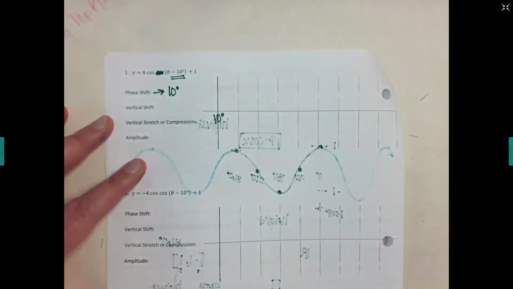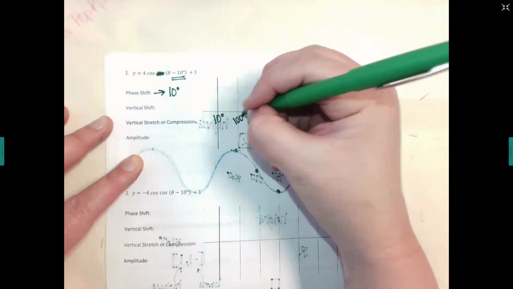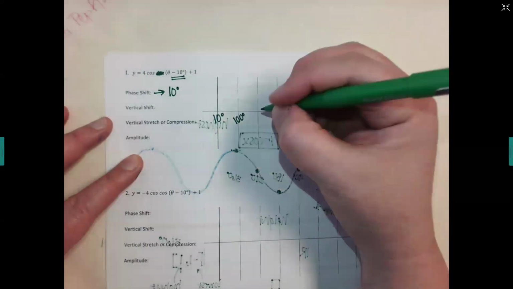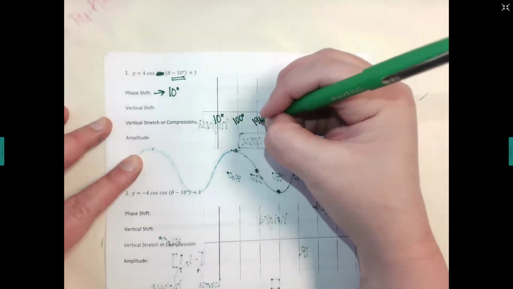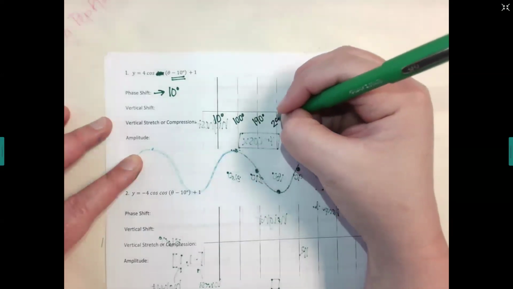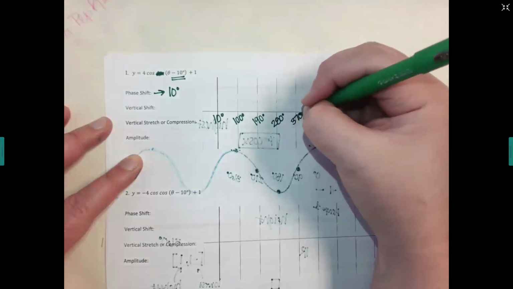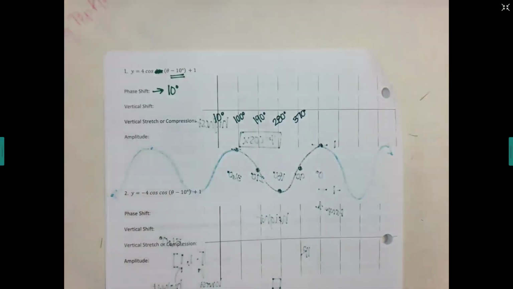So in your calculator, if you need it, what's 10 plus 90? 100. Plus 90 again, what's the next one? Very good. What's the next one? 280. And then last one is 370. So I'm still counting by 90, but I'm starting at 10 degrees.